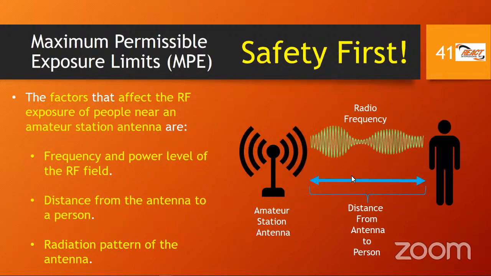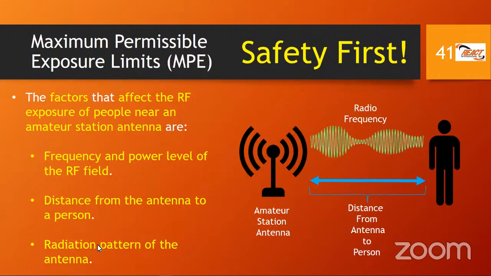Also, our distance, what we call the inverse square law. The further you are away as a human being from the antenna, the less exposure you will have. So kind of stands to reason. The distance from the antenna to a person is one of the factors that affect the exposure. The closer you are to the antenna, so this is the antenna here, this is the person, you come closer, you get more exposure. You go further away, less exposure.